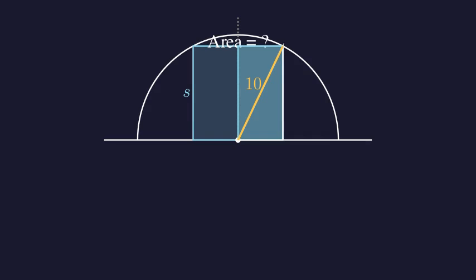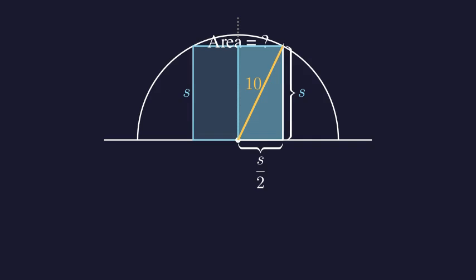Now, look at the legs of this triangle. The vertical leg represents the height of the square, so its length is simply s. The horizontal leg represents the distance from the center to the right edge of the square. Since the center cuts the base of the square in half, this horizontal distance is s divided by 2.